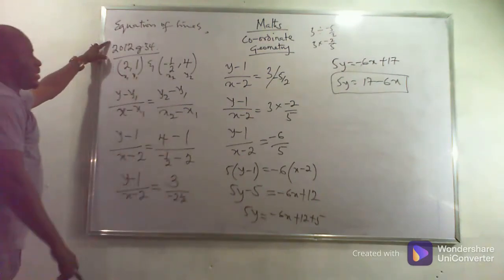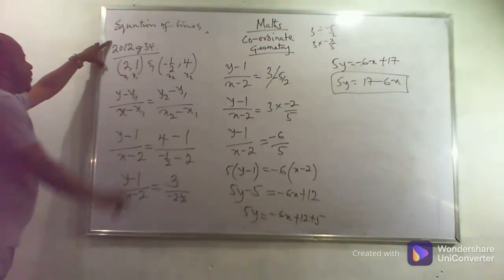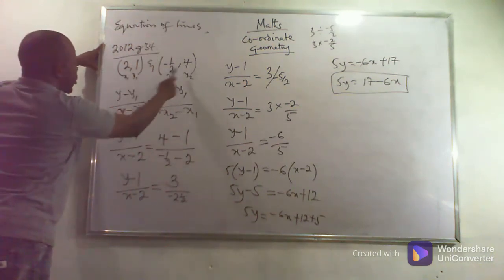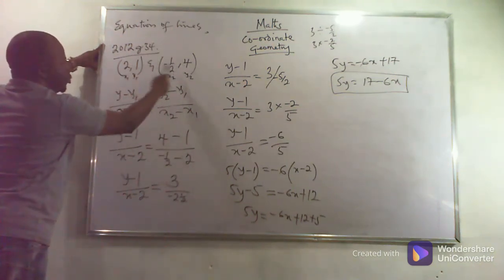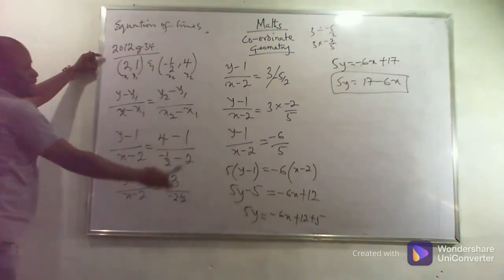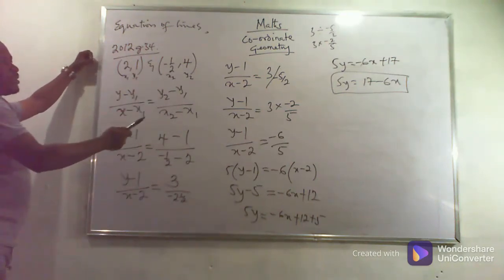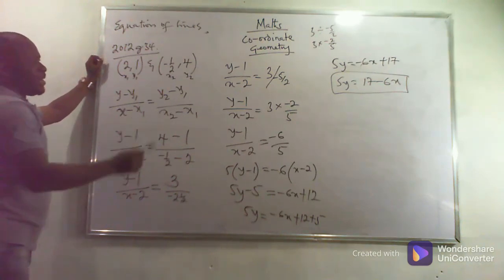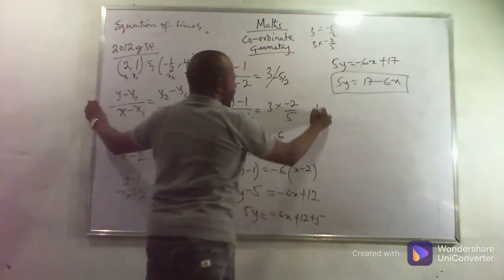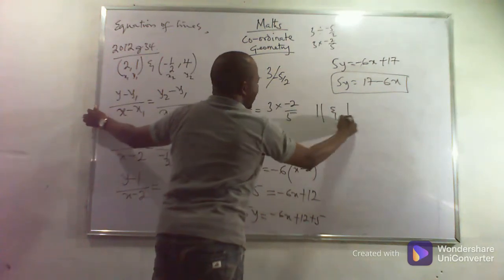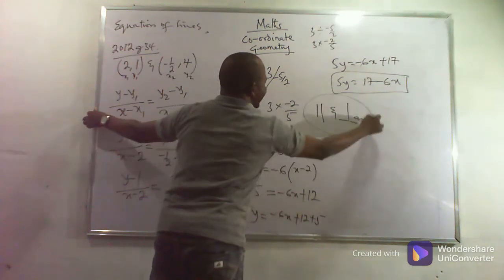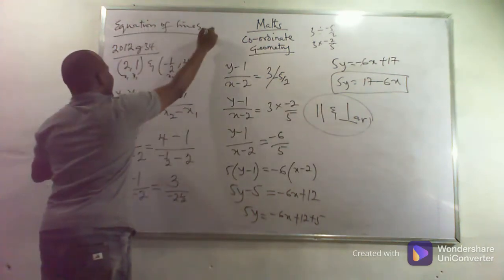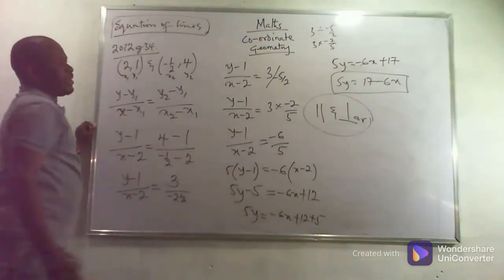And that is an extract from 2012 question 34. We are asked to find the equation of the line that passes through these 2 points, and this is how to solve it. I'll leave you with this question. In my next video, we'll be looking at parallel lines and perpendicular lines, and we now see how it is applied in equation of lines.